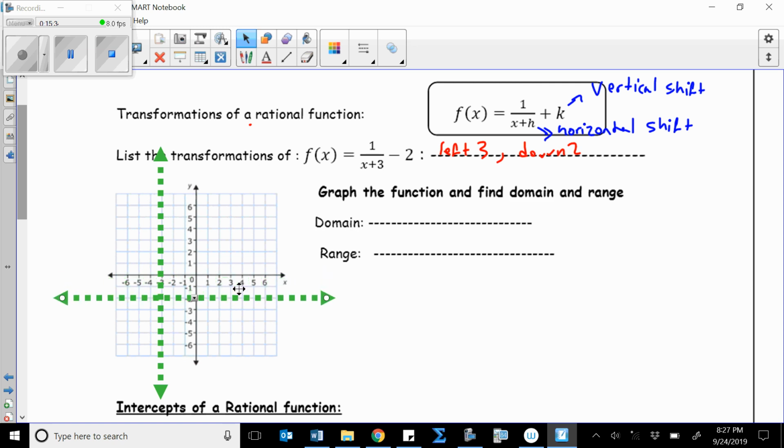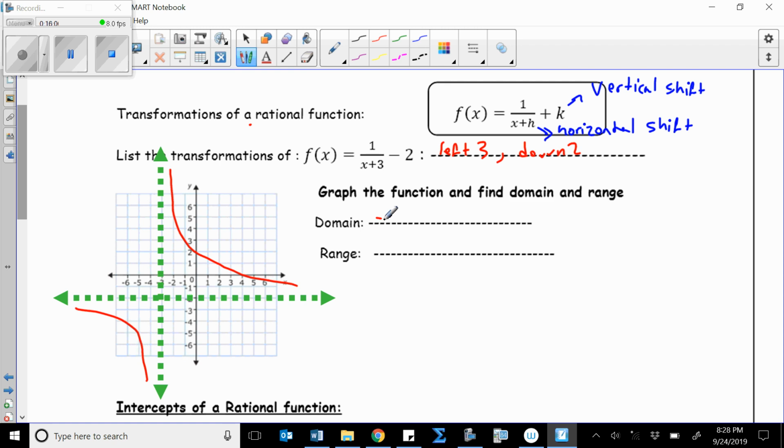It's moving down 2. So the first thing in order to graph a rational function is to find the asymptotes, how asymptotes are moved. Then all you need to do is to graph your function in a way that your graph is getting close to the asymptote but doesn't pass. So it's going to be something like this. This is the graph of the function.